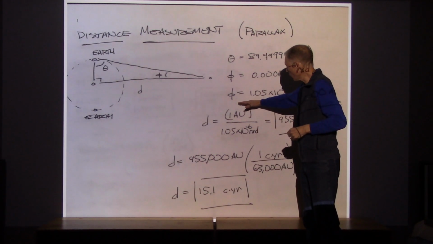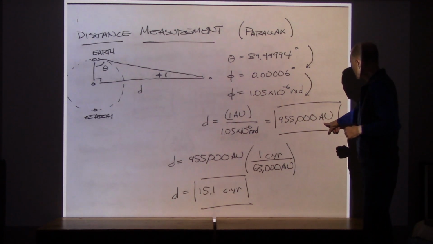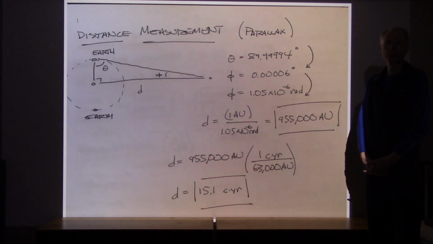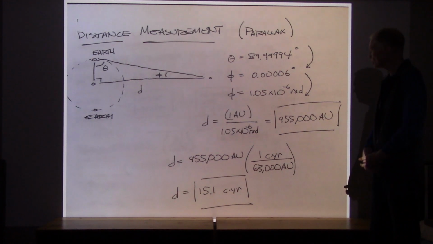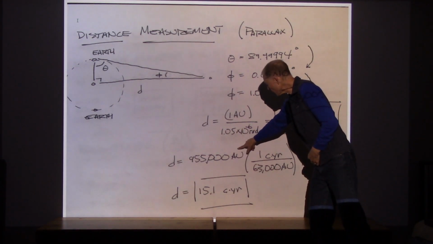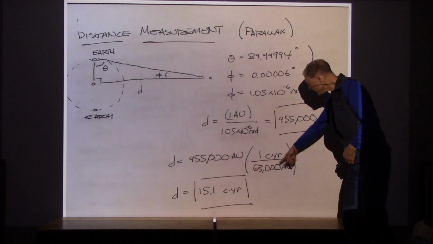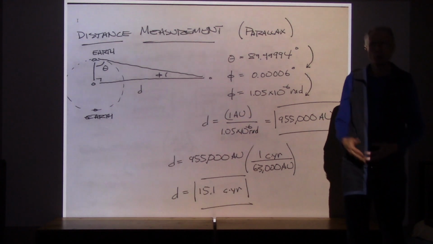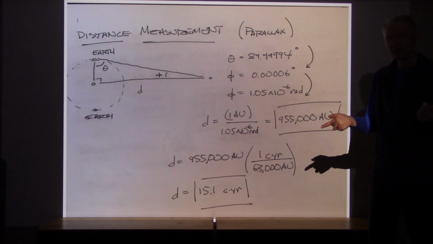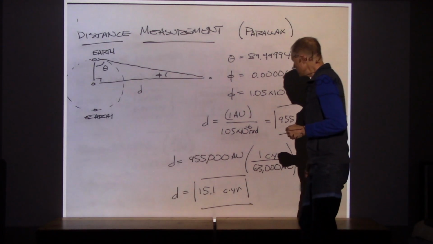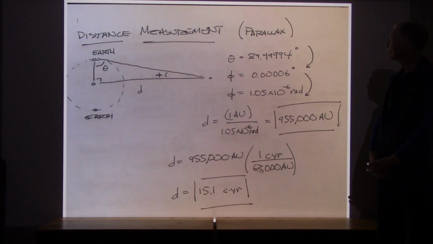So the distance is 1 AU divided by the parallax angle in radians. That came out to be 955,000 astronomical units. So that's how far it is to the star, at least in astronomical units. If we want to convert from astronomical units back into, say, light years, then we can use our 63,000 AU conversion factor. So I can switch from astronomical units to light years pretty easily, and that gave us a distance of 15.1 light years.